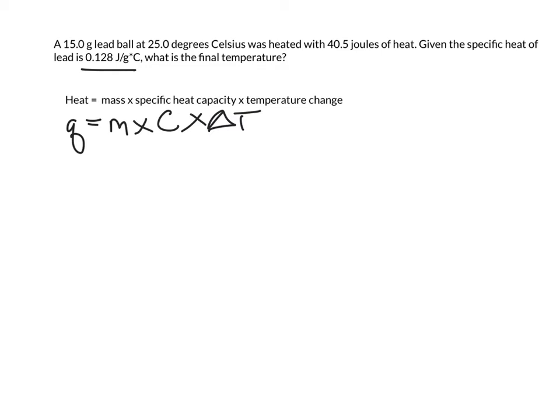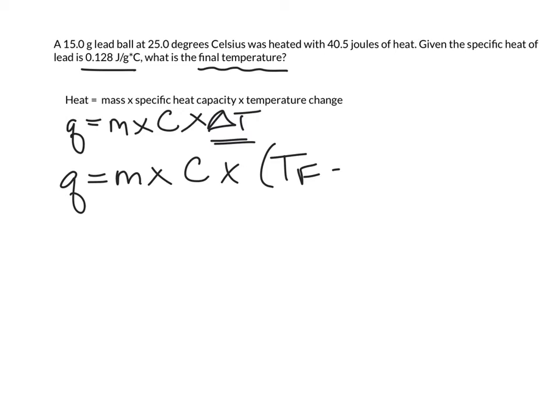Now, because we need to know what the final temperature is, I need to expand on this change of temperature. So what that becomes is Q is equal to mass times heat capacity times the change in temperature. And to calculate that change in temperature, it's T final minus the initial temperature. And for this question, we are looking for final temperature, so we need to figure out what TF is equal to.